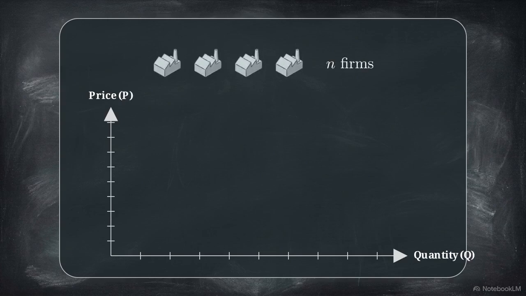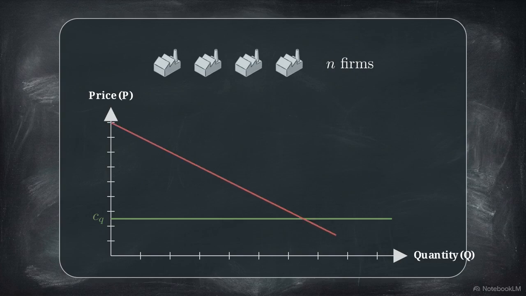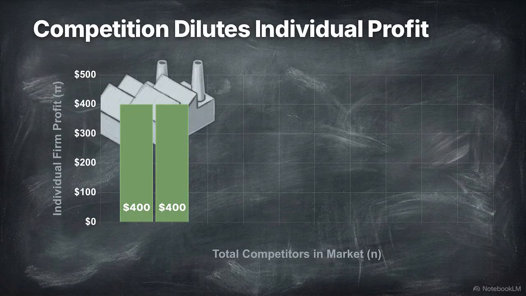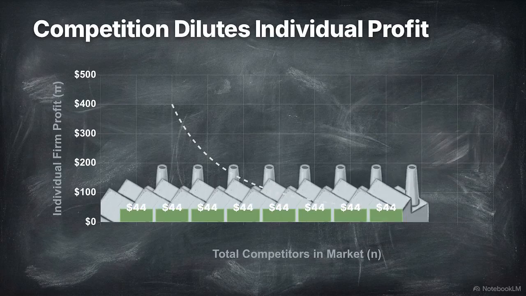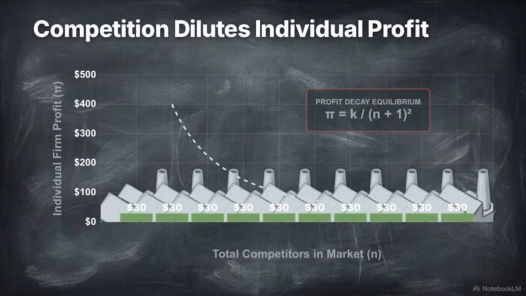We assume n identical firms, a constant marginal cost equal to C, and a linear inverse demand curve of A minus Q. Breaking down the mechanics of a symmetric oligopoly allows us to see how changing the number of competitors alters the mathematical distribution of profit.